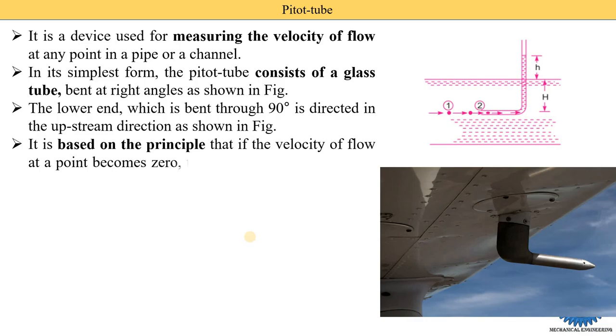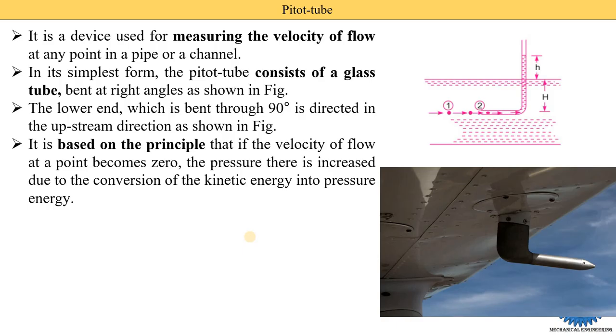Now, what is the working principle of the pitot tube? It is based on the principle that if the velocity of flow at any point becomes zero, then the pressure energy is increased due to the conversion of kinetic energy into pressure energy. We already studied Bernoulli's equation. What we discussed in Bernoulli's equation is that the total energy remains constant at the inlet and outlet, but its form is changed. When the velocity energy is reduced, it is converted into pressure energy. Similar things happen here in these pitot tubes.